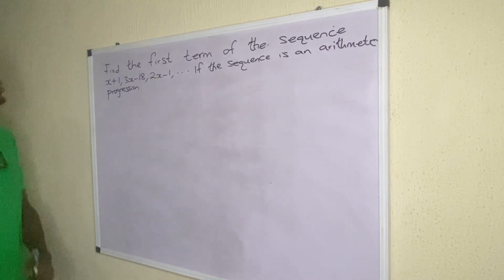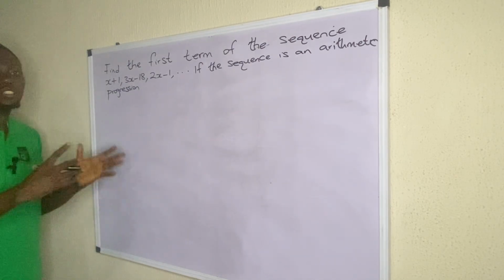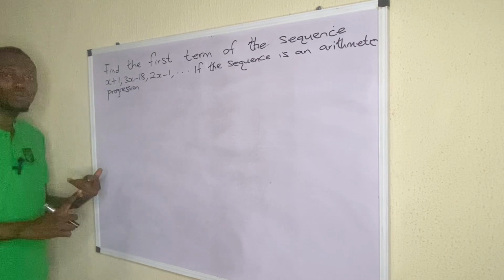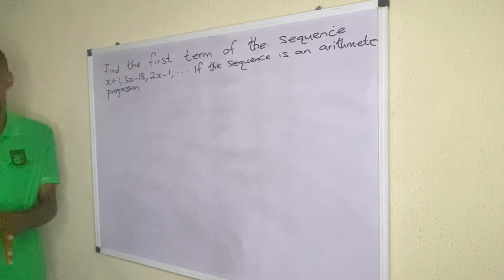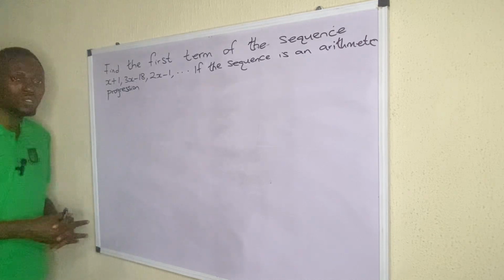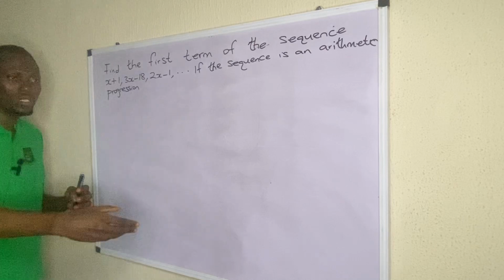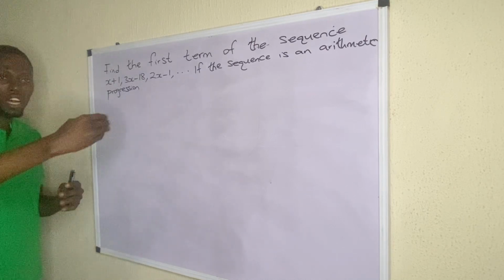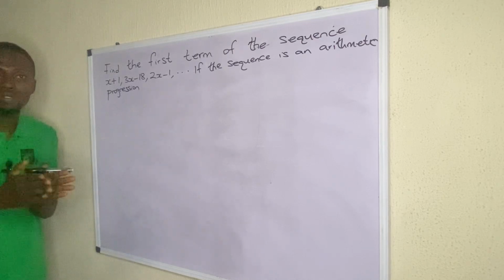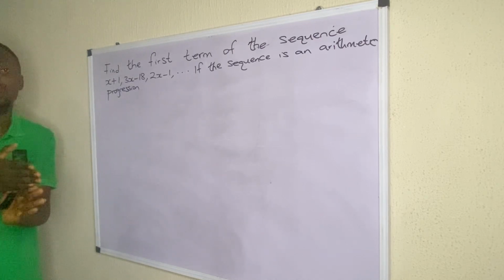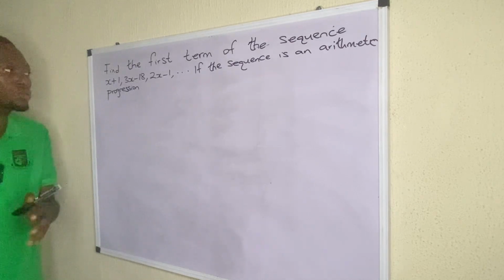If you can recall, the difference between an arithmetic progression and a geometric progression is this. An arithmetic progression has a common difference, while a geometric progression has a common ratio, okay? And what the common difference means is that for subsequent terms of the sequence, the differences are the same. That means the difference between the first term and the second term is the same as the difference between the second term and the third term, and the same as the difference between the third term and the fourth term, and so on and so forth.